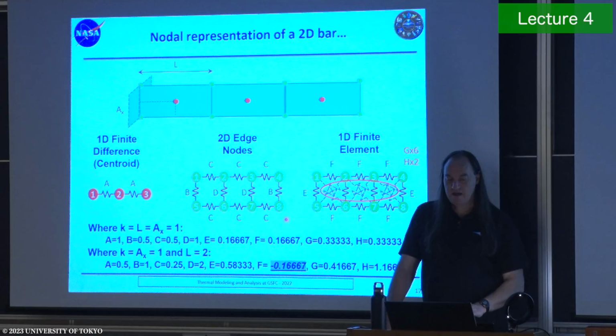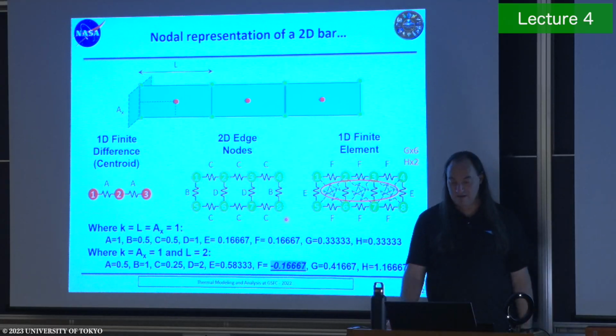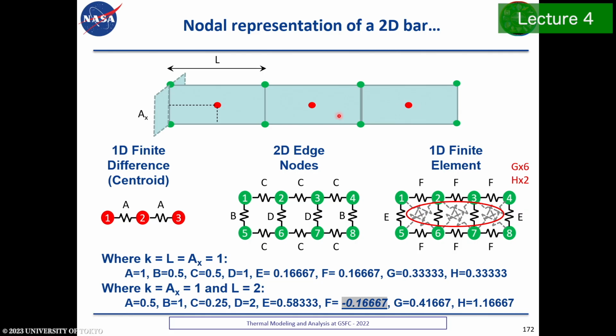So let's do a nodal representation of a two-dimensional bar. I'm going to make it have 3 nodes, and that's going to be my centroid approach. So I've got 2 resistors or conductors between here, and these would be the terms that I need for it. If I went with edge nodes, well, now the cross-sectional area that goes through is half. This node gets the top half, this node gets the bottom half. The length is the same, although it's a little different here because here I have to consider this half length here. But I get a slightly different set of conductances.